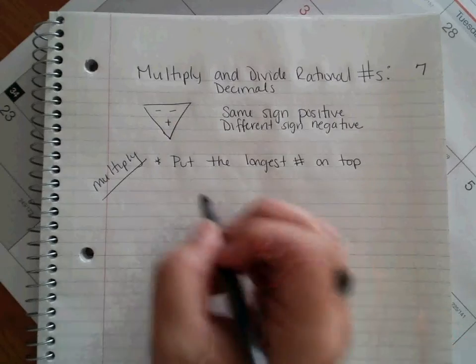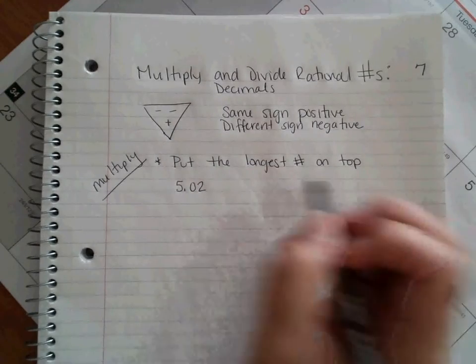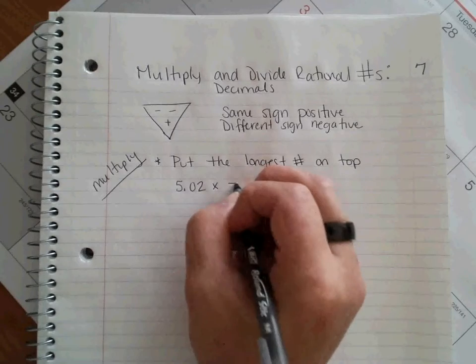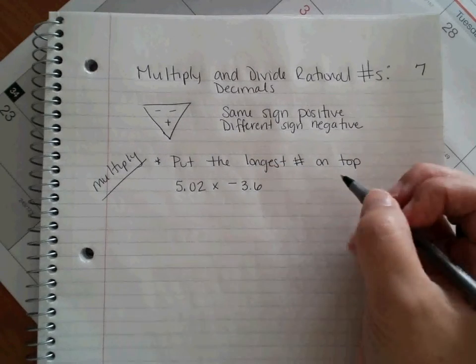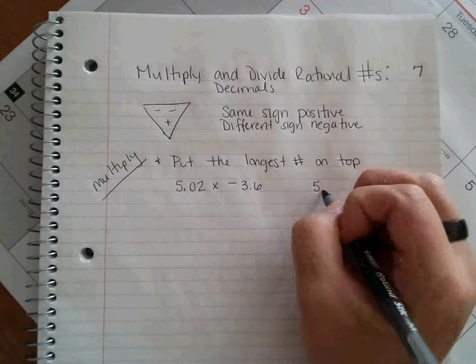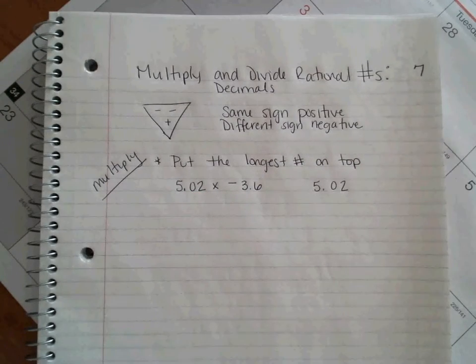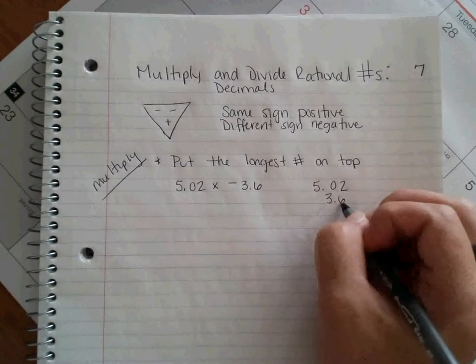So when I'm looking at these, I'm going to try something like 5.02 times negative 3.6. I like to write mine out. I have 3 numbers here, 2 numbers here, so I'm going to put my longest, 5.02. We do not line up by the decimals this time. We put the longest number on top. And then I have 3.6.